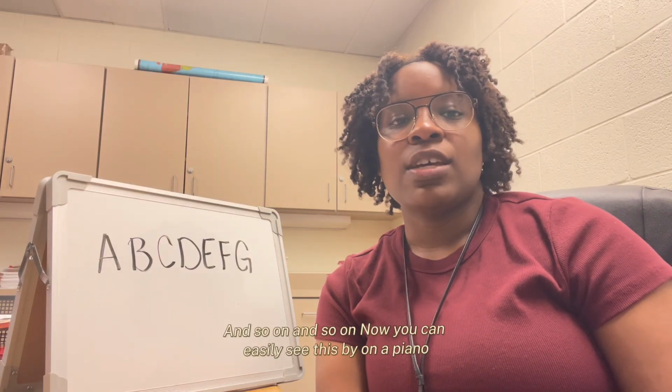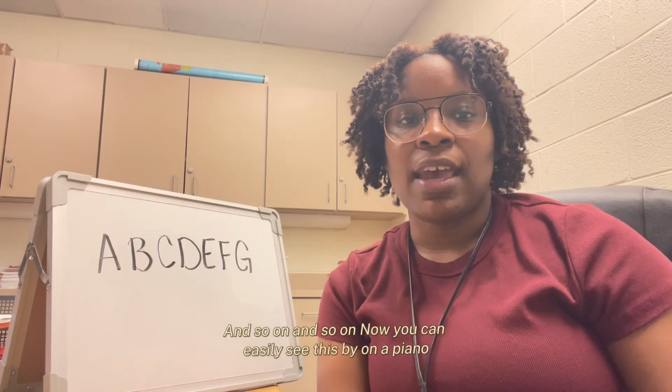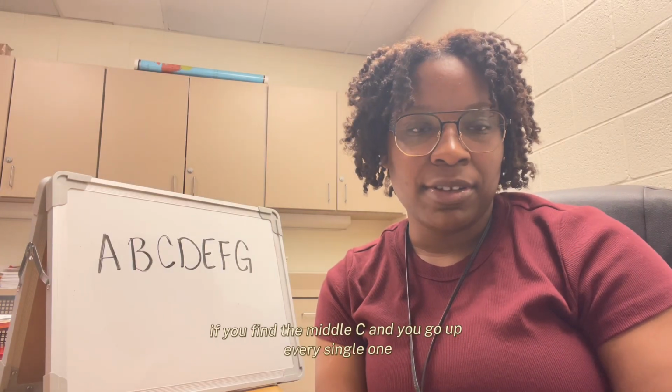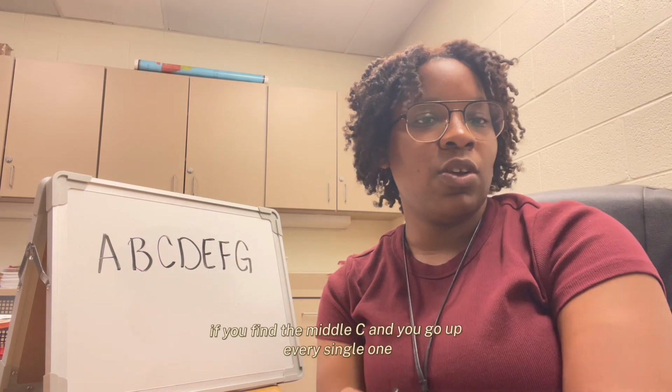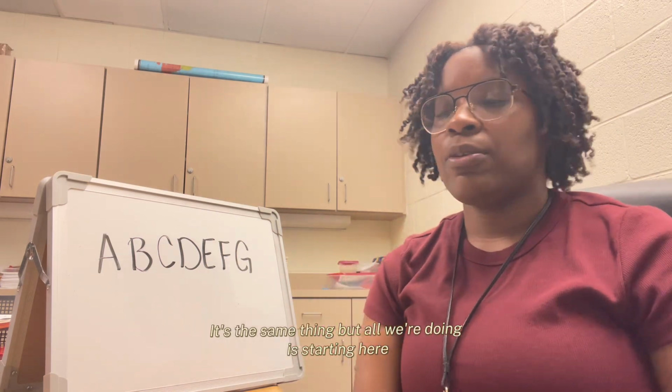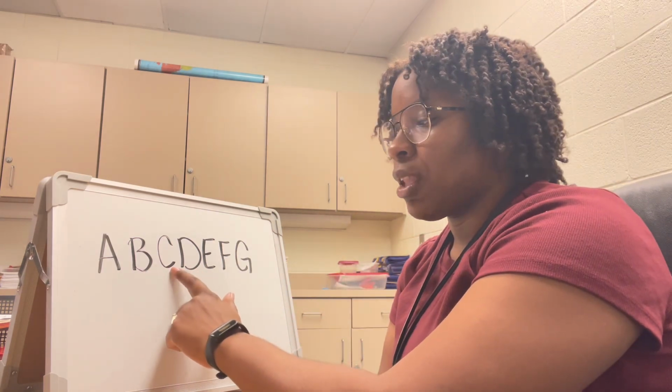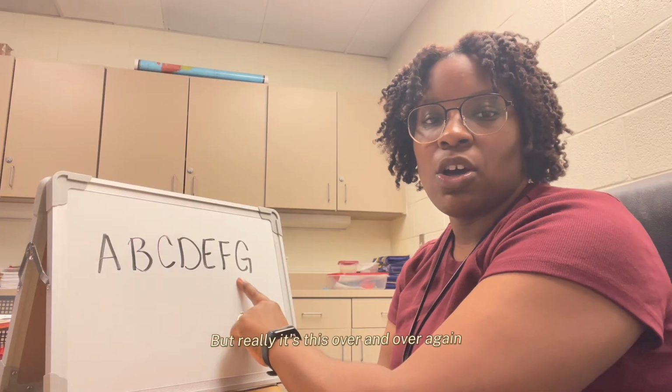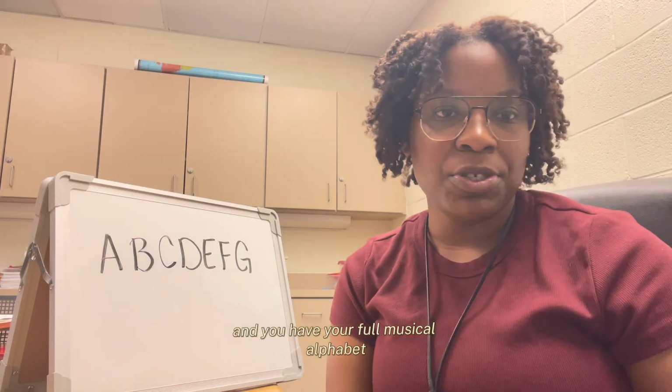Now, you can easily see this on a piano. If you find the middle C and you go up every single one, it's the same thing, but all we're doing is starting here. But really, it's this over and over again, and you have your full musical alphabet.